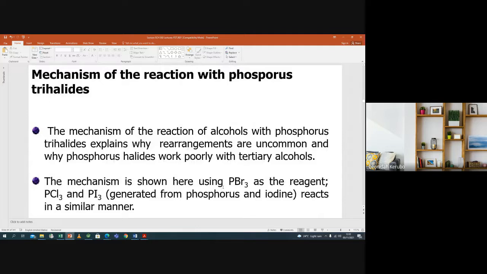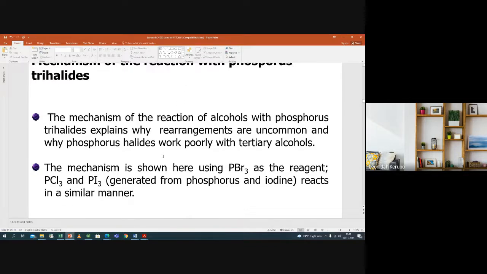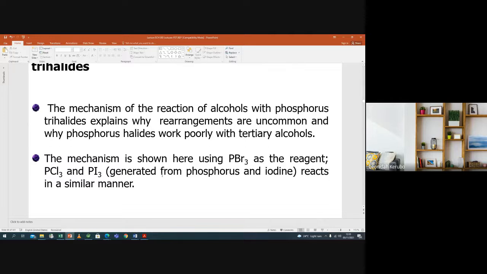85%. So the mechanism of reaction of alcohols with phosphorus trihalides explains why rearrangements are uncommon and why phosphorus halides work poorly with tertiary alcohols. The mechanism is shown here using phosphorus tribromide as the reagent, and also phosphorus trichloride and phosphorus triiodide, which is generated from a combination of phosphorus and iodide or iodine, which reacts also in a similar manner.